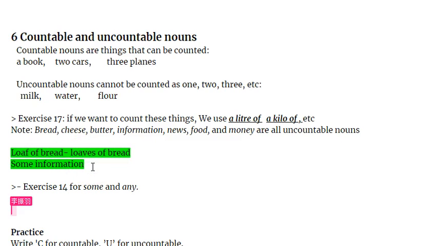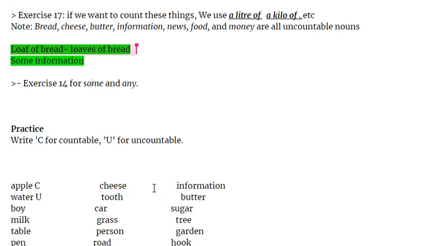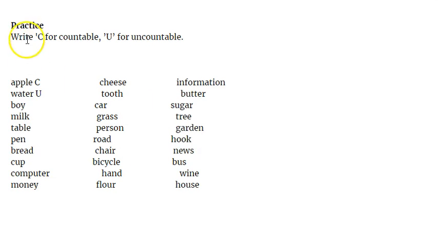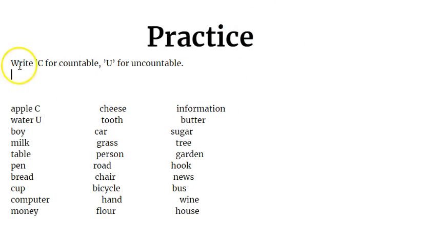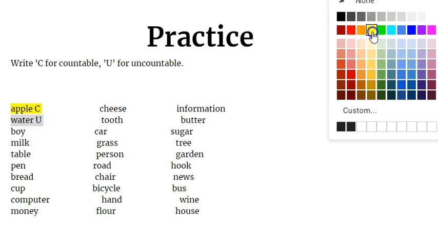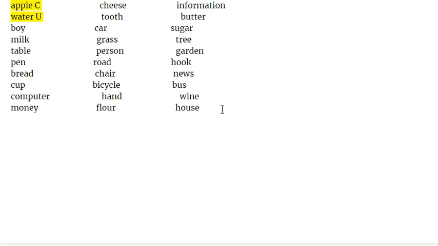And then let's say, for example, exercise 14 for Sam and Danny. Alright, so we'll do this one later, but go and try to answer the practice. Anyway, any questions so far before you answer? No. Okay, write C if it's countable, and then U for uncountable. Let's say apple and water. We already have a sample here. Apple can count, but water cannot.